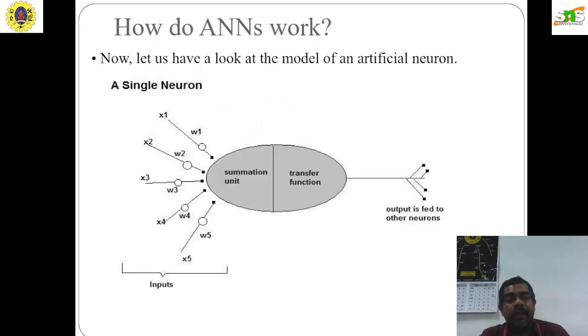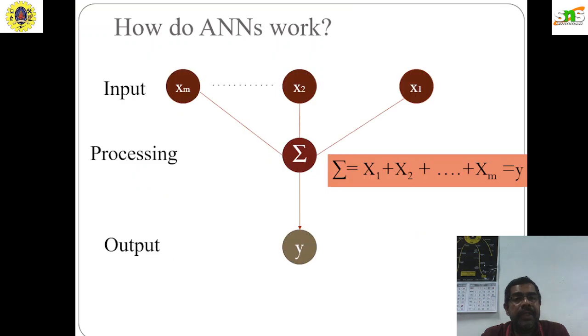Now this is the simple structure of the ANN. This diagram explains how the ANN is working. This is a single neuron; in the same way x1 is multiplied with W1 and transferred to the summation unit, then we go with the transfer function, and finally the output is fed to the other set of neurons. This is the basic functionality happening in artificial neural networks.